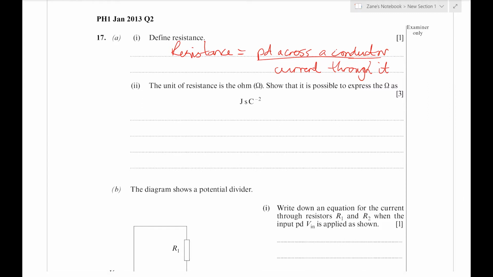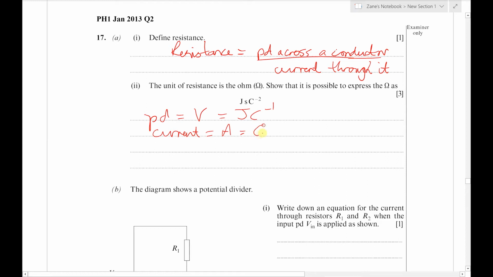We're told that the unit of resistance is the ohm, and we've got to show that it's possible to express the ohm as joules, seconds, coulombs to the -2. So let's start by looking at the units for potential difference. PD is the volt, but the volt is exactly the same as a joule per coulomb if you've learnt your definitions properly. And current has the units of amps, but if we know the definition of current is the rate of flow of charge, it is the number of coulombs per second.